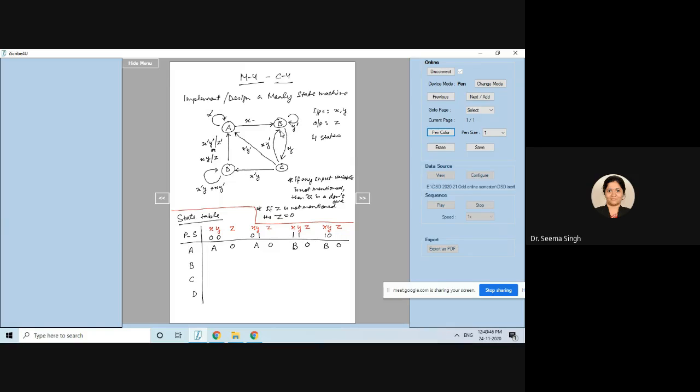Okay. Output is again 0 only. Now this way you will be able to fill the rest of it, right? Now let me check for B.